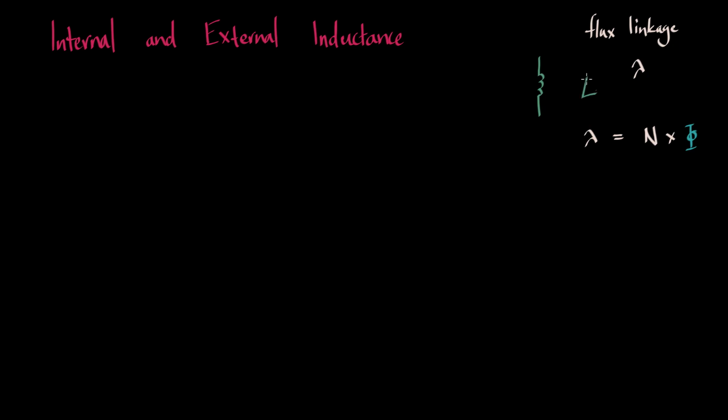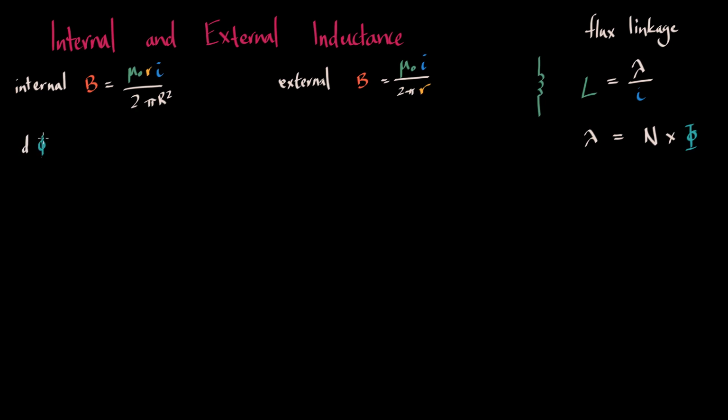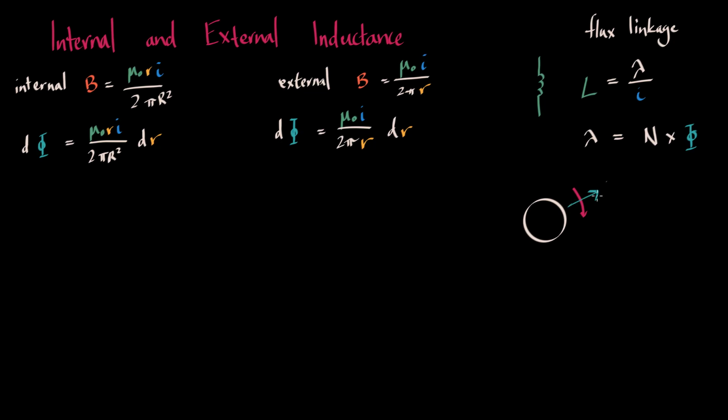We know that the inductance of a material is directly related to its flux linkage divided by its current. Knowing this, we firstly lay out our equations for the B fields from before. We then take the derivative with respect to R, being the radius of the Amperian loop, to find our differential flux. This is the rate of change of flux through a cylindrical surface about the wire.